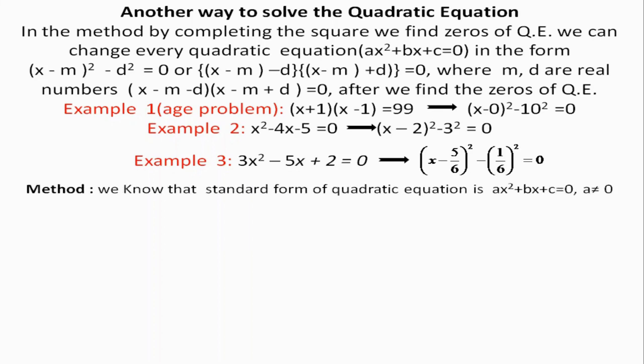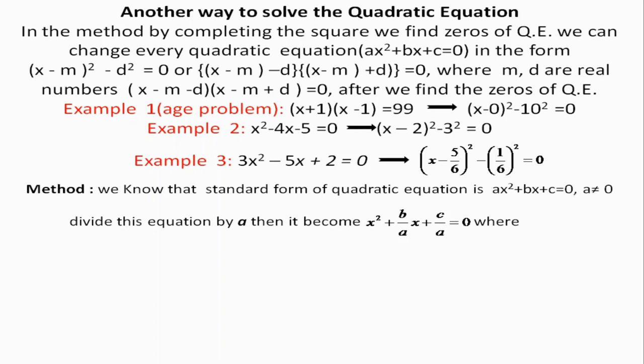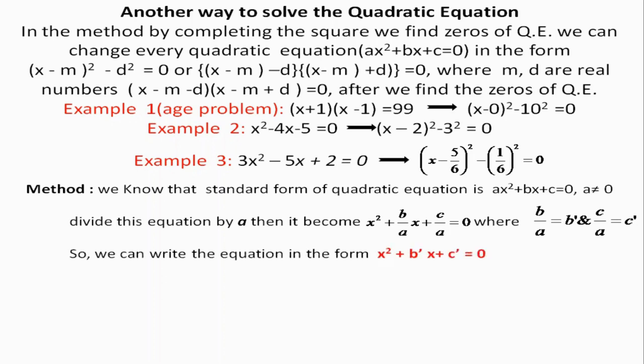For this method, we divide ax square plus bx plus c equal to 0, where a is not equal to 0, by a. So this equation becomes x square plus b by a x plus c by a equal to 0. And we give b by a is equal to b dash and c by a equal to c dash. So we rewrite this equation as x square plus b dash x plus c dash equal to 0.